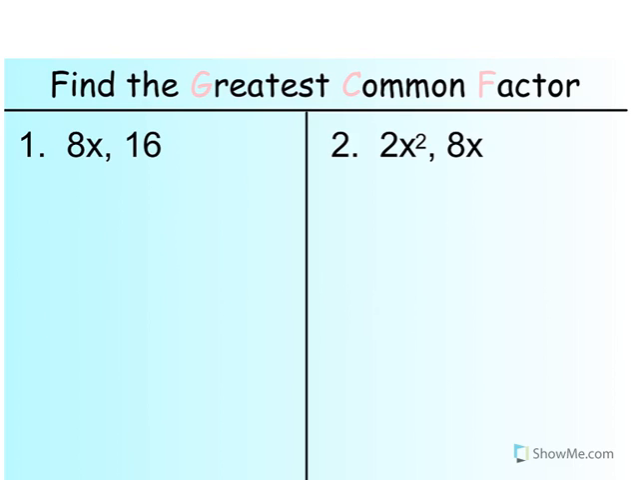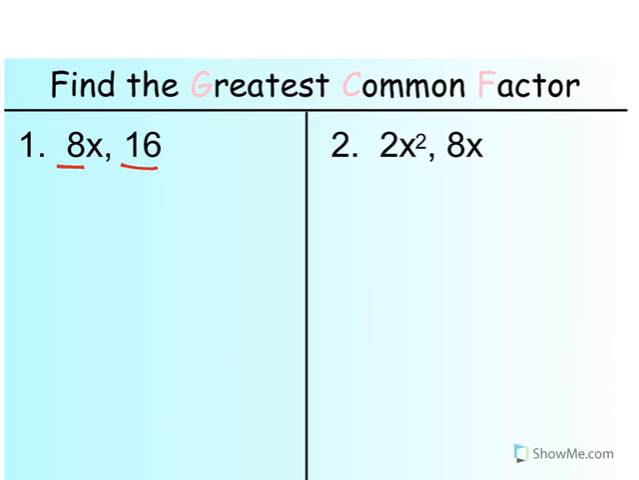We're going to start pretty basic, just looking at two terms and making sure we understand the idea of a greatest common factor. When you look at 8x and 16, the first thing I'd like you to notice is the first term has an x, but the second term does not. So they do not share an x in common. What they do share is the numbers 8 and 16. So we're going to look at the factors.